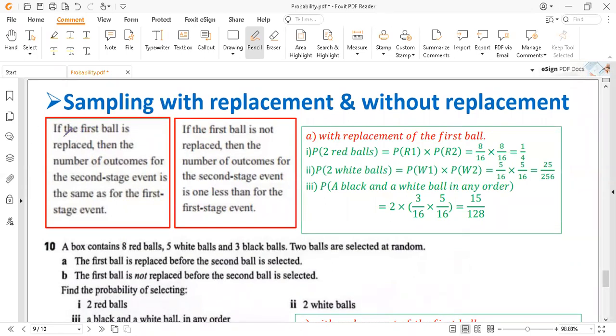You should know, for example, if we are playing, or if we involve samples in our experiments. If the first ball is replaced, then the number of outcomes for the second stage, we are in a multi-stage event, is the same as for the first stage event. But without replacement, normally the number of outcomes for the second stage event is 1 less than the first stage event.